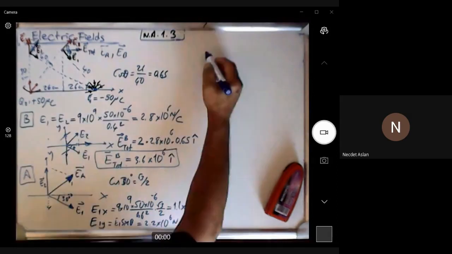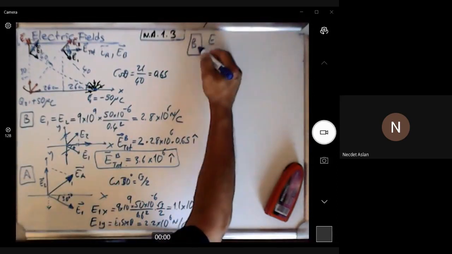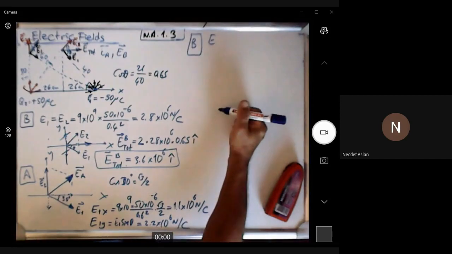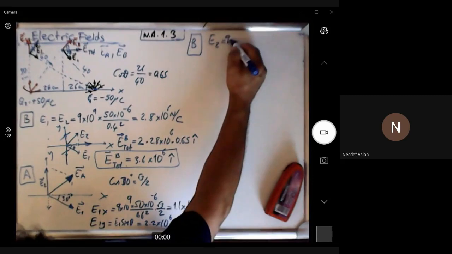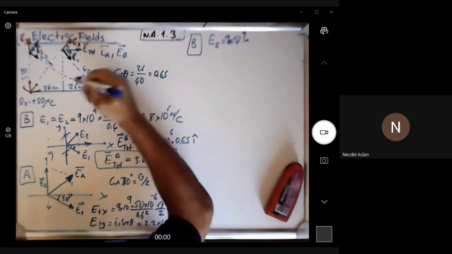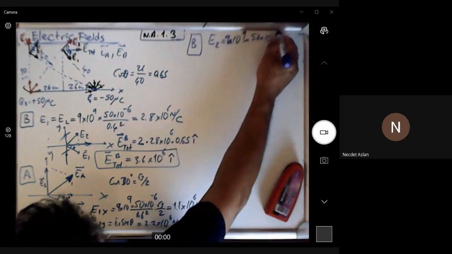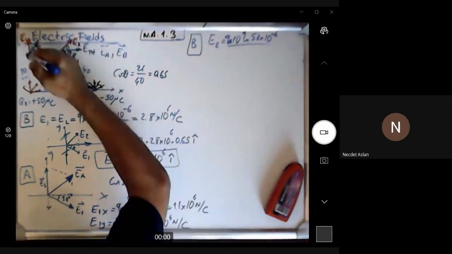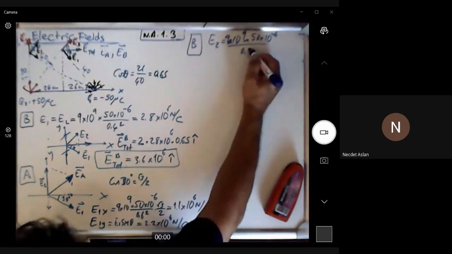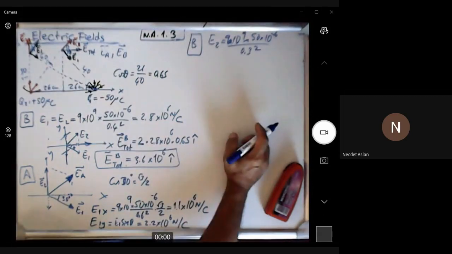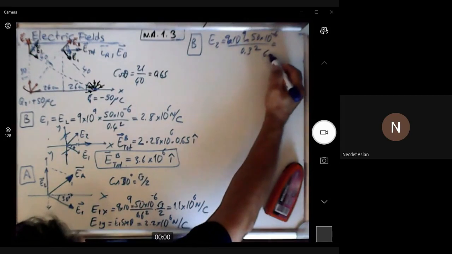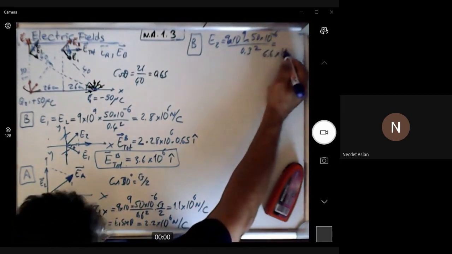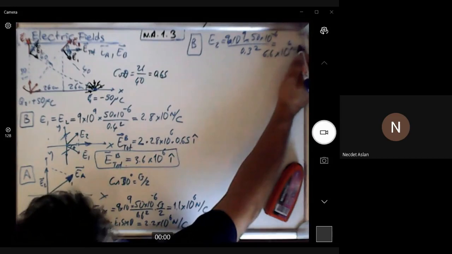What about E2? For this one, don't forget, we are still doing case A. E2 is simply equal to K times the charge, which is 9 times 10 to the 9 times 50 microcoulombs, divided by the distance, which is 0.3 squared. So E2 is given by that, and the result is 6.6 times 10 to the 6 Newton per coulomb.